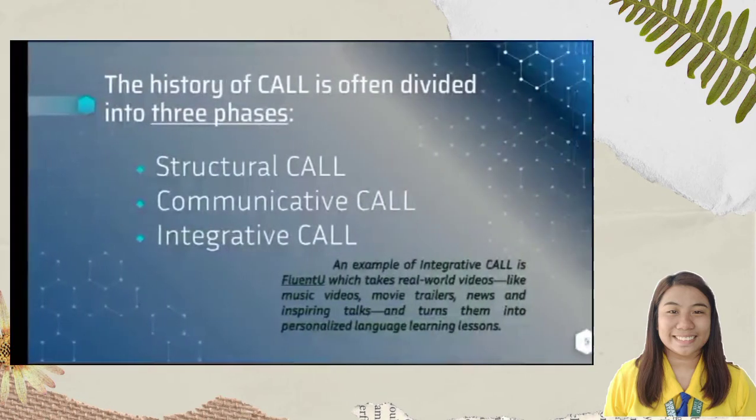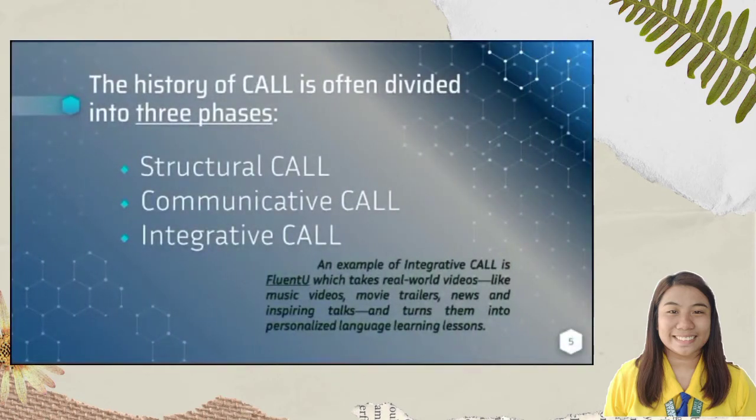The history of CALL is often divided into three phases. The first one is the structural CALL. Starting in the 50s and developing through the 70s, we have what's called structural or behaviorist CALL by Warschauer. This marked the era of stimulus and response. The computer prompts the student with a question, which is the stimulus, and the students give an answer, which is the response, by filling in the blanks or choosing from a given set of choices.